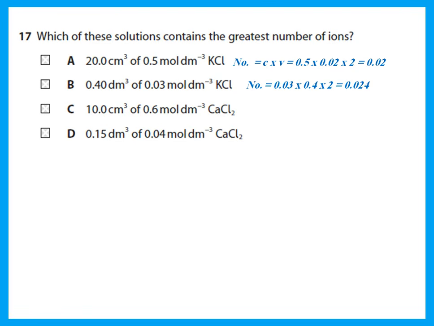In the next question, it comes out to be 0.024. In C, I have calcium chloride, so the number of moles is concentration times volume, and you're supposed to multiply this by Avogadro's number by how many ions? By 3. And in D also, it's calcium chloride, I multiply by 3. So which of these gives the greatest number of ions? It will be the one in B. Of course, the number of ions would be this number multiplied by Avogadro's number.